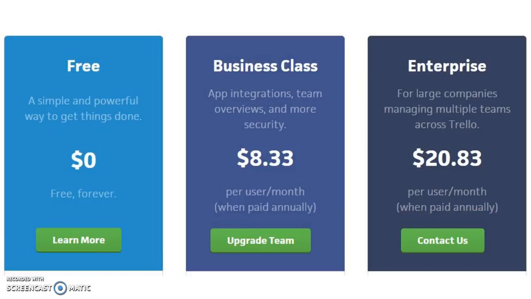So some of the highlights of this business class: you get everything for free, but you also get some premium power-ups, which include integrations with Evernote, GitHub, Google Hangouts, MailChimp, Salesforce, Slack, Google Drive, Dropbox, and more. So that could be really useful if you're in a software development company and you are trying to integrate with GitHub. You get file attachments up to 250 megabytes, which is a big jump.